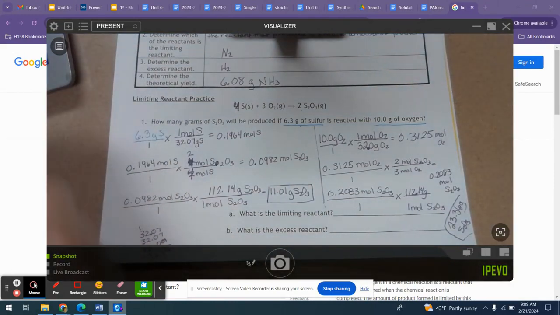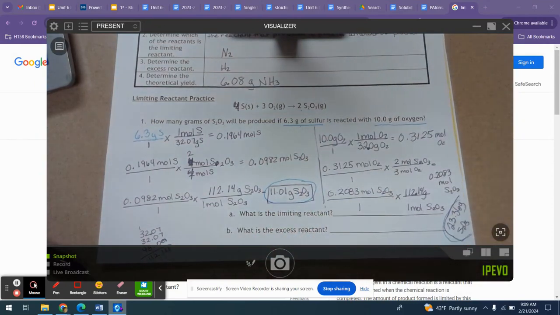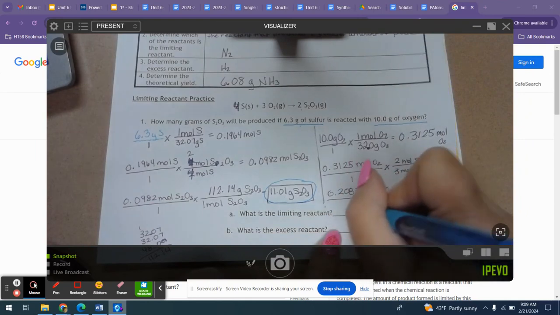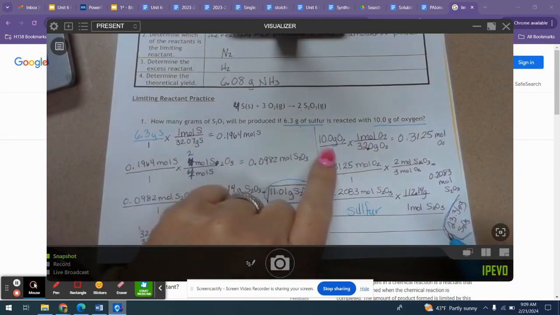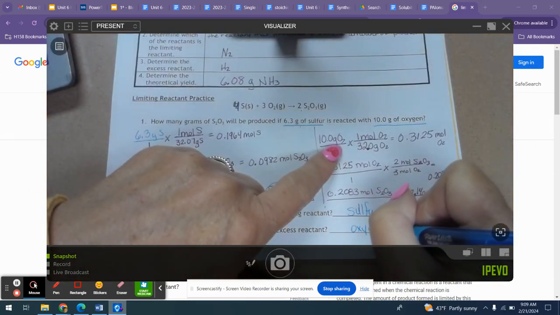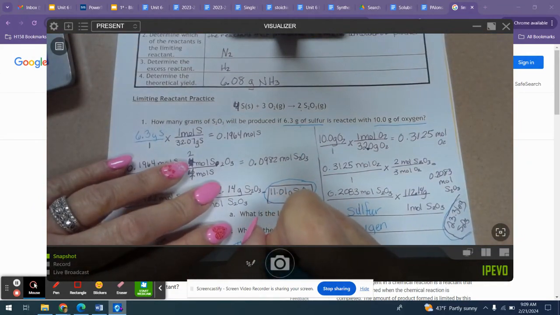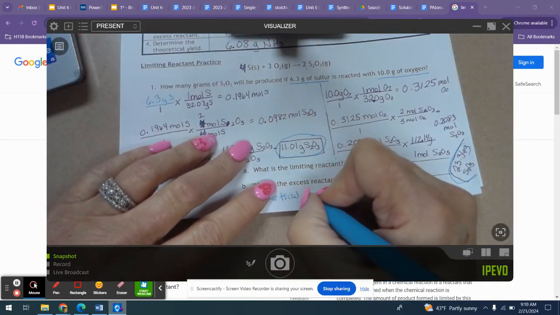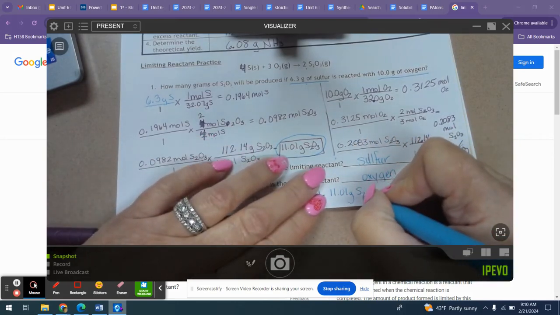So what we've got to do is compare the amounts of S2O3 formed. Since starting with sulfur, we form fewer grams, the limiting reactant is sulfur. And the excess is going to be oxygen. I didn't leave a place here, but if I wanted to know what the theoretical yield was, you can't see that, the theoretical yield would be 11.01 grams of S2O3.